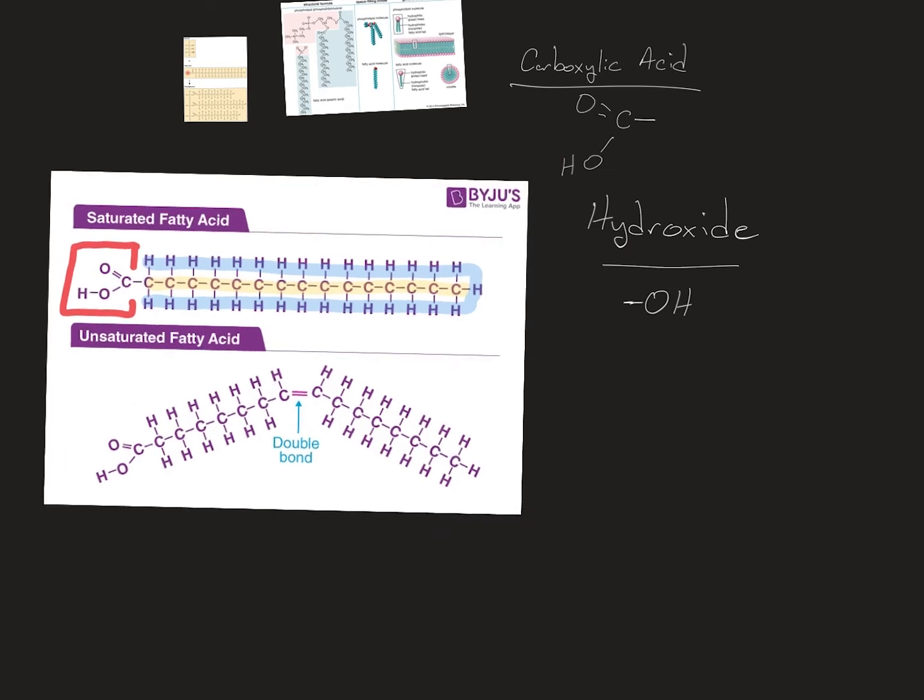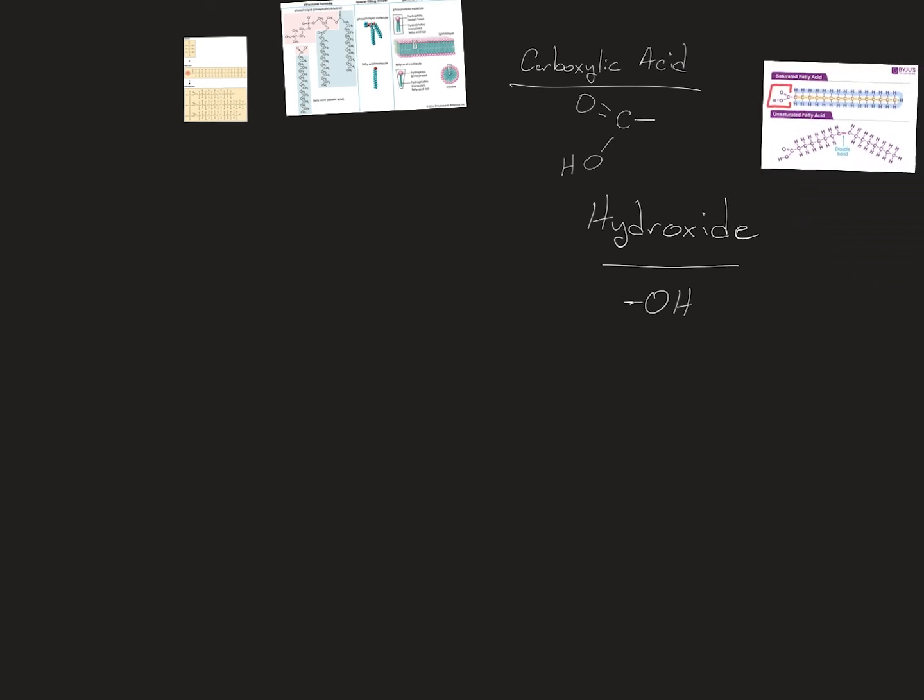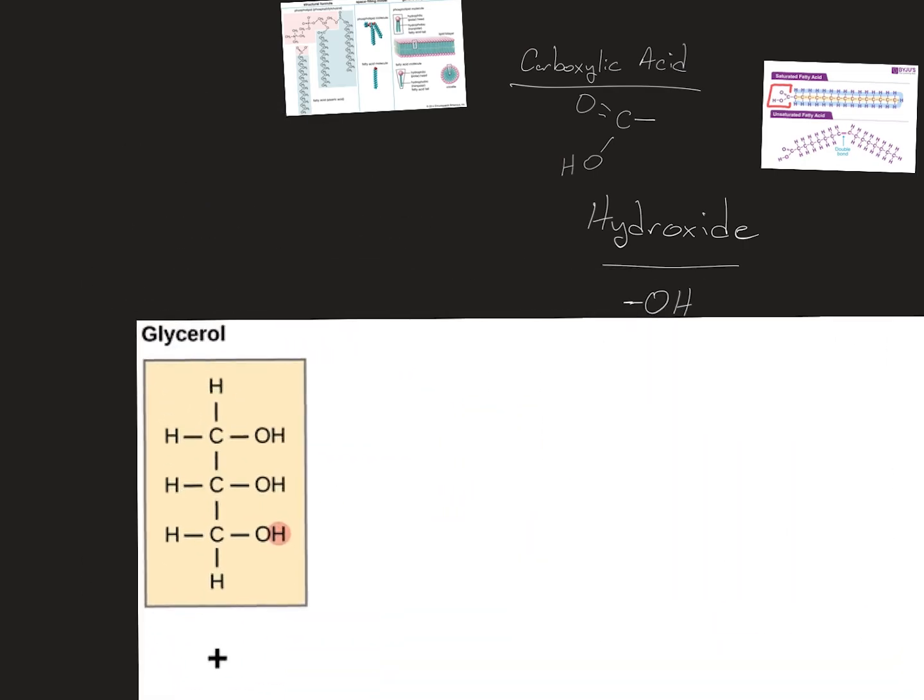When we look at a molecule like this, it's a long chain of carbons. That's the fat. This is the carboxylic acid. That's the acid. So this is a fatty acid. Now we can take a fatty acid and we could attach it. We could take 3 of them and attach them to a glycerol molecule. So let's take a look at a glycerol molecule.